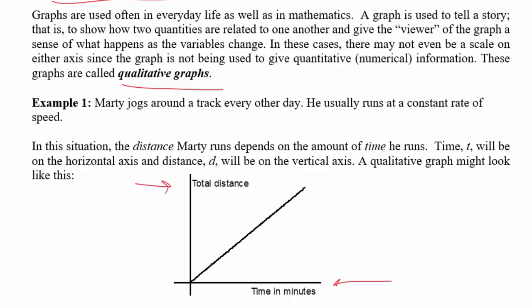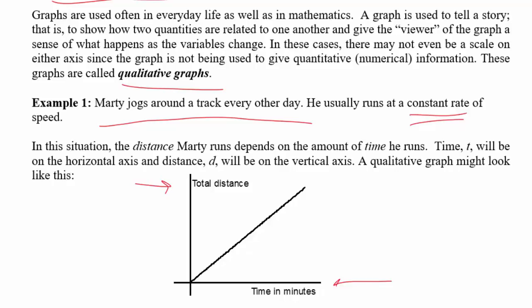And I look at this example, it says Marty jogs around the track every other day. He usually runs at a constant rate of speed. This phrase constant rate is very important. It means we're going to have a straight line. So whenever you see a constant rate of speed or a constant rate of pay, we're going to have a straight line or a linear line.